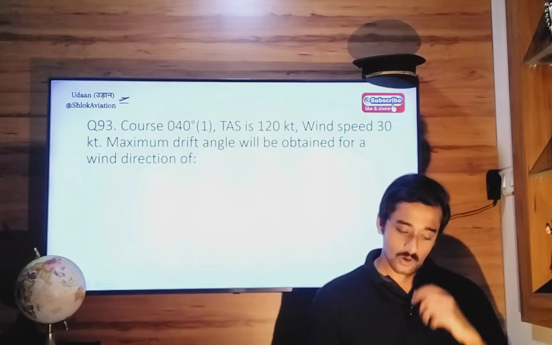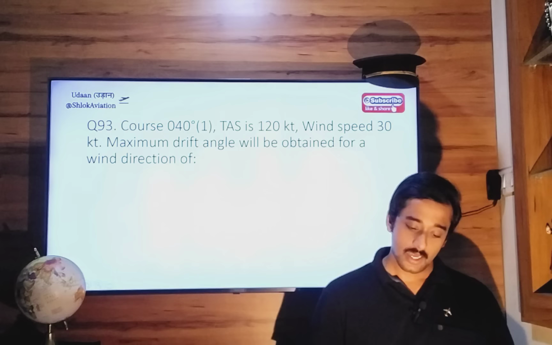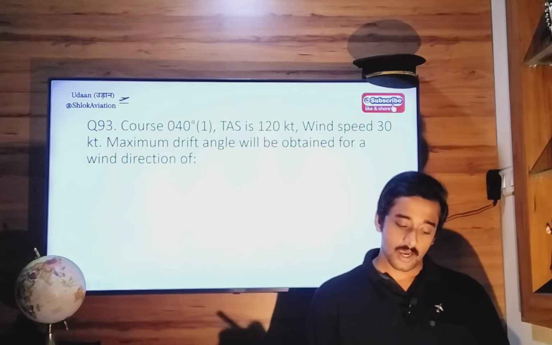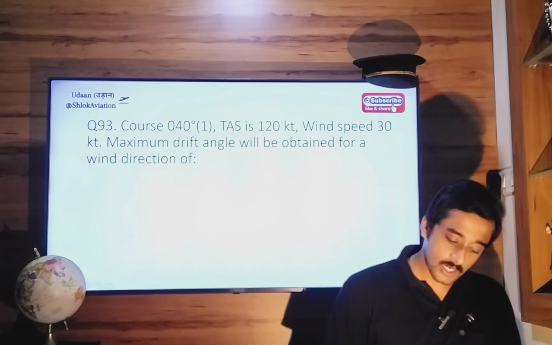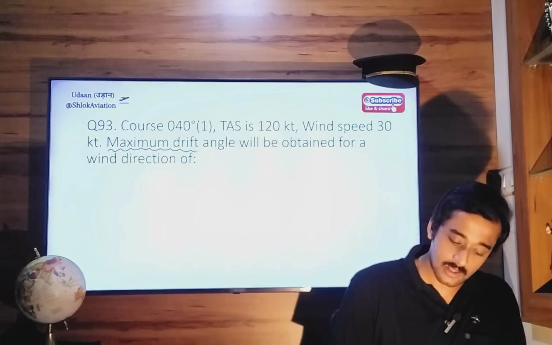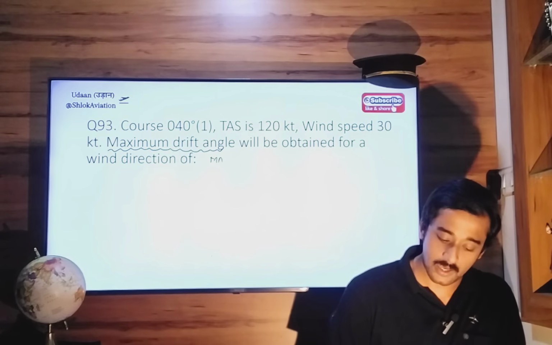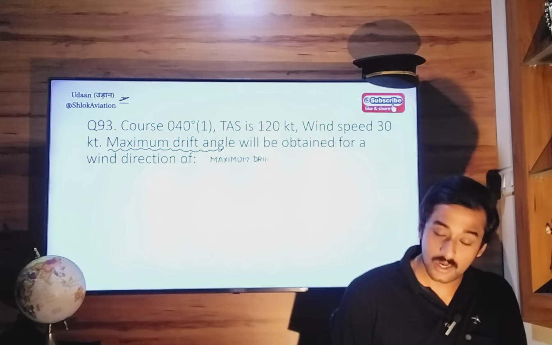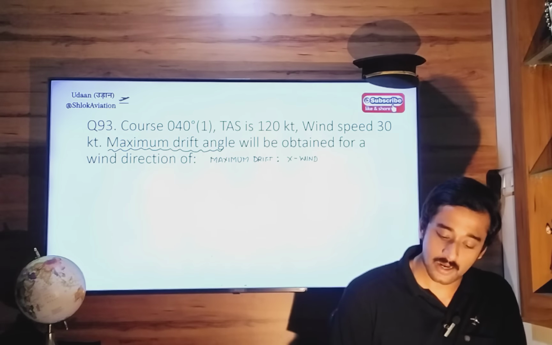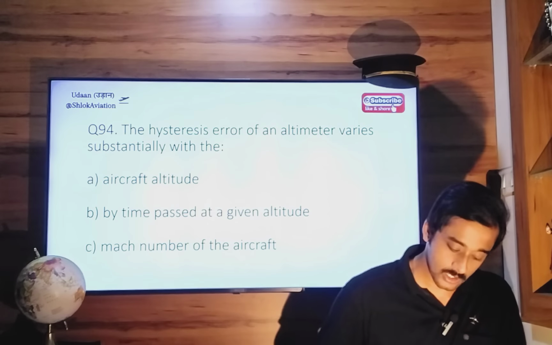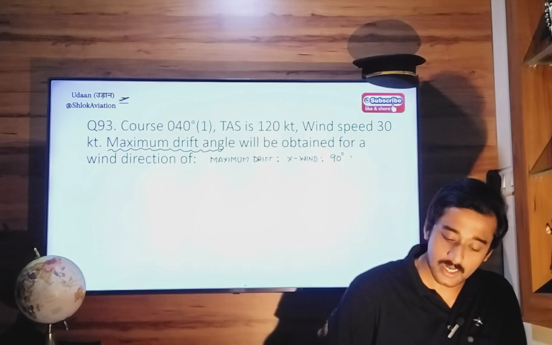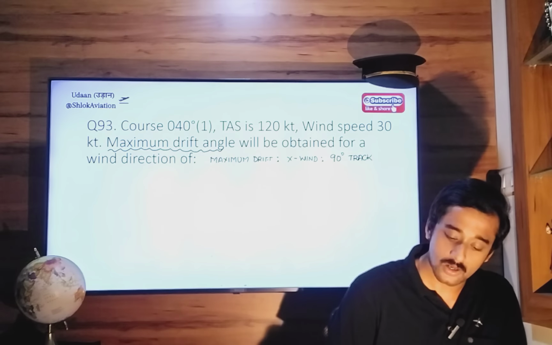Course 040, true airspeed 120, wind speed 30 knots. Maximum drift angle will be obtained from a wind direction of what? So they are talking about maximum drift angle. Now maximum drift will be produced by a crosswind which is coming from an angle of 90 degree to your track or to your course.